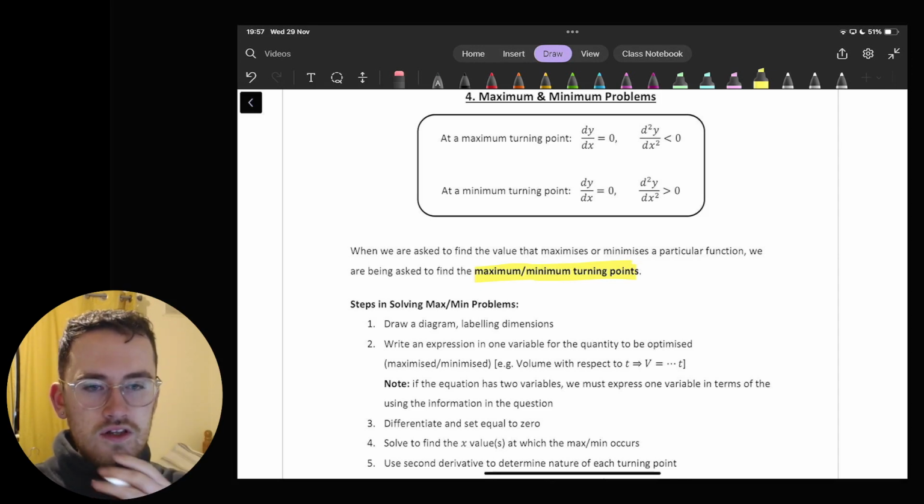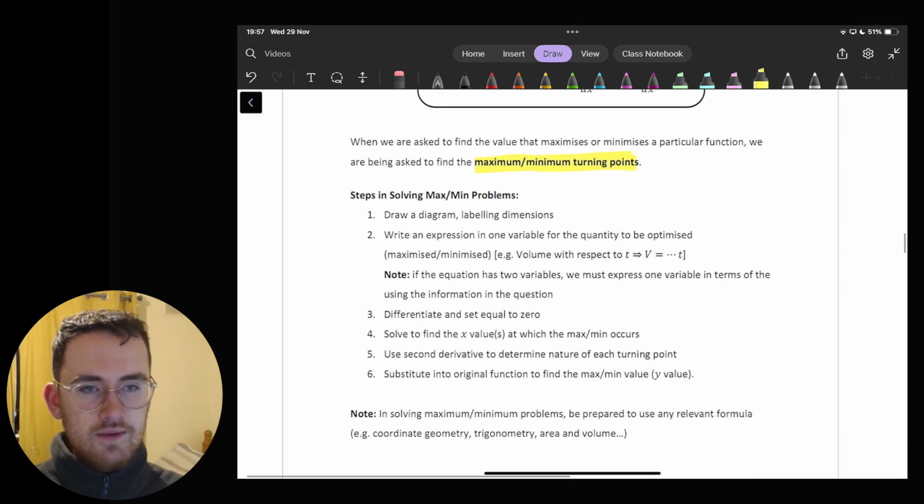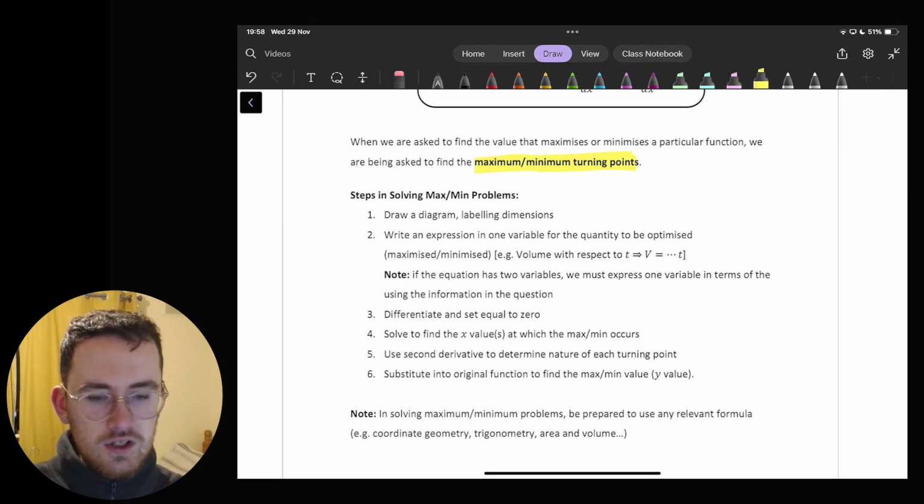So in order to solve these problems, the first thing we can do is draw a diagram. It seems a bit pointless to say that, but in fact it can be really helpful to draw a quick diagram of the question that we're looking at. The next part is to write an expression in one variable for the quantity to be optimized. So for example, if we want to maximize the volume, we need to have an expression for the volume in terms of t, if it's with respect to time.